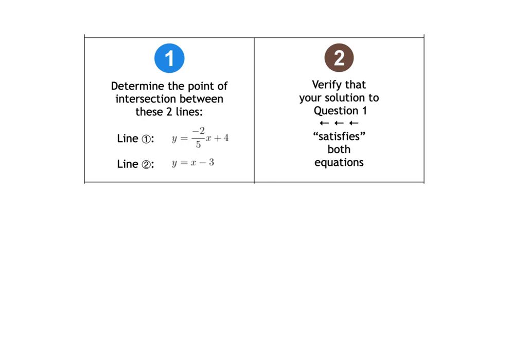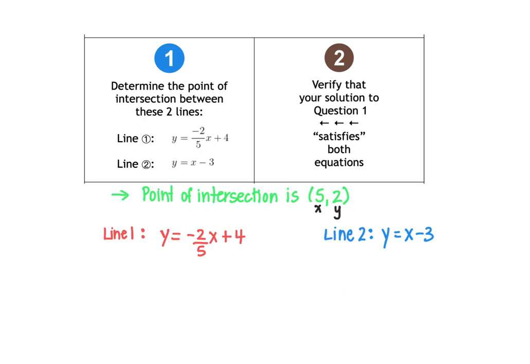Question number 2 asks us to verify the solution that we found for question number 1 to see if it satisfies both equations. So this means we're going to have to sub in our point, our x and our y values of 5 and 2, into our equations. Let's begin with line 1. We know that y is going to be equal to 2, and we're wondering, is that going to be equal to negative 2 over 5 multiplied by x, or 5 in this case, plus 4?